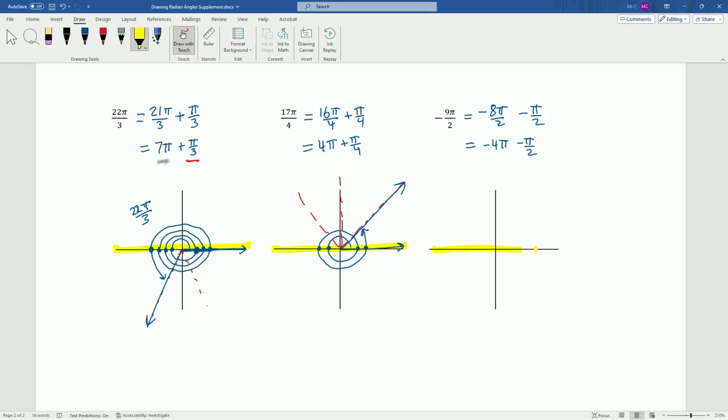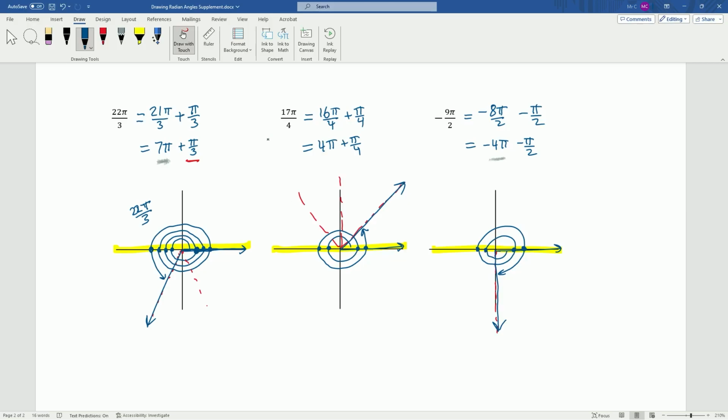And then we do the same process, but now we go clockwise. So I start here, and I go minus π, minus 2π, minus 3π, minus 4π. So I've done the negative 4π, and now the next negative angle, I'm going to divide into 2 and go another half of π in the negative direction. And so altogether, that is my negative 9π over 2 angle.